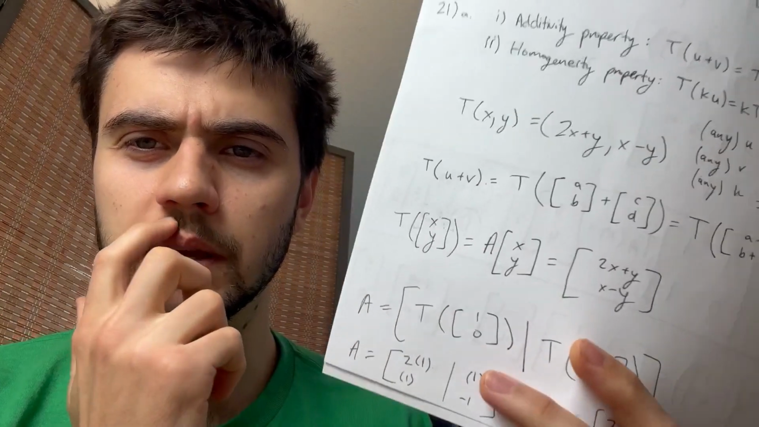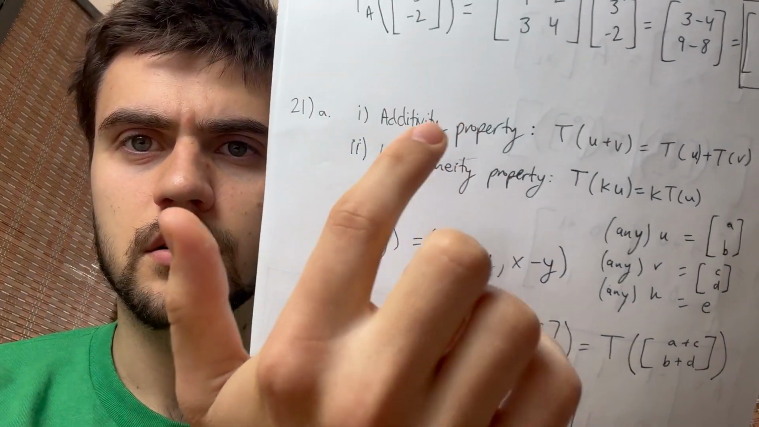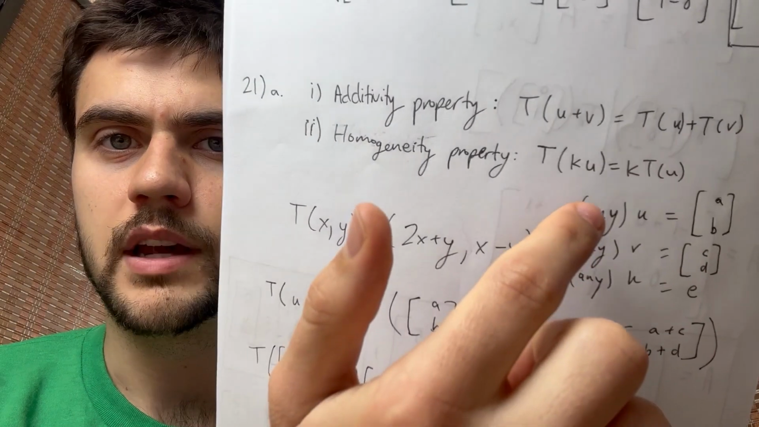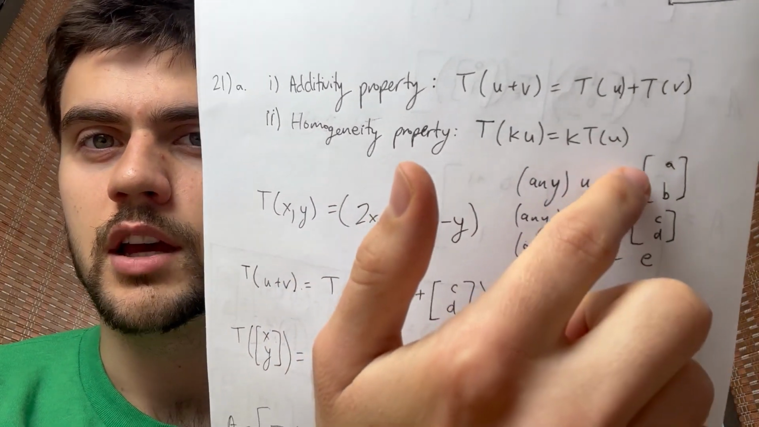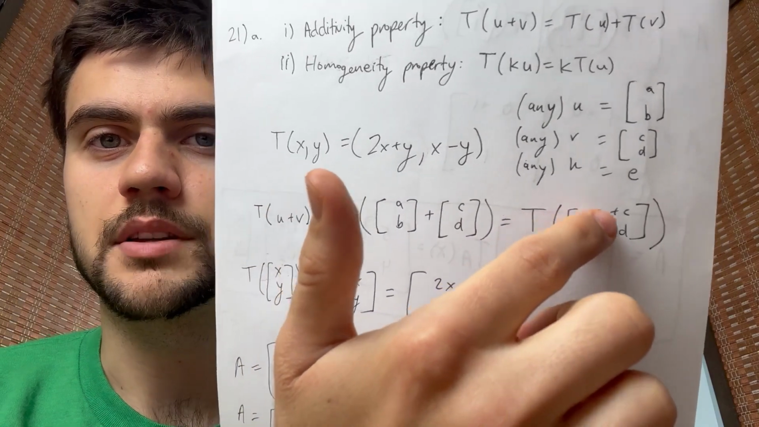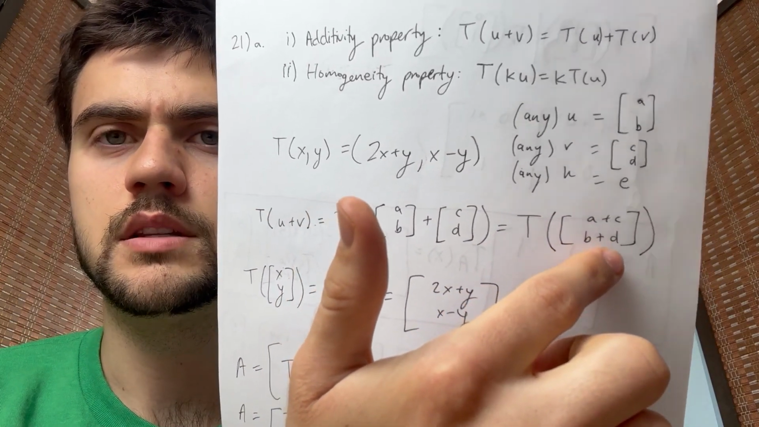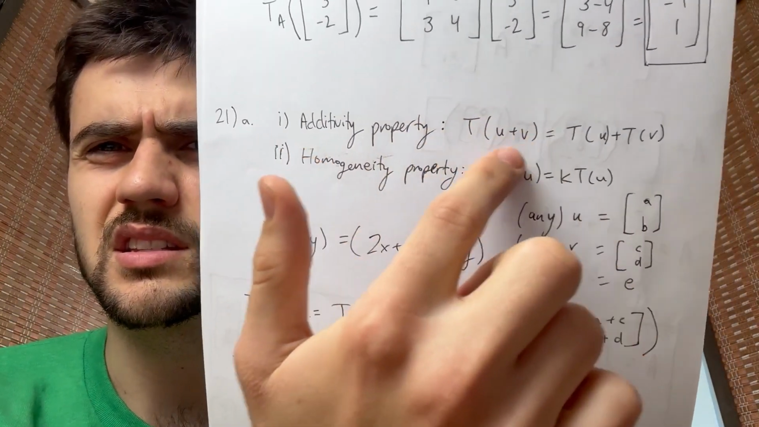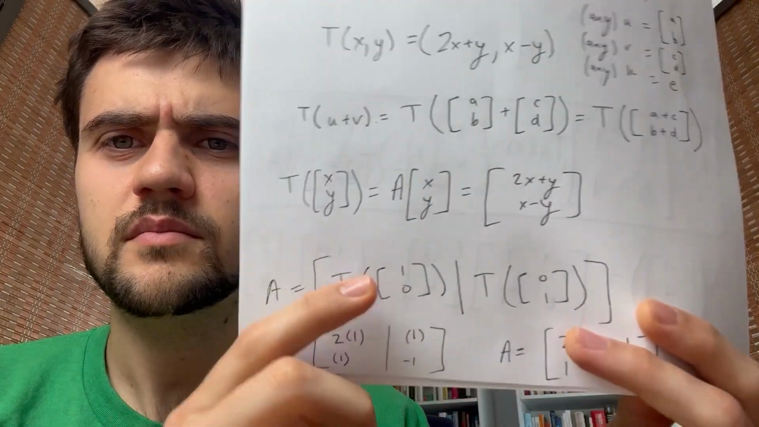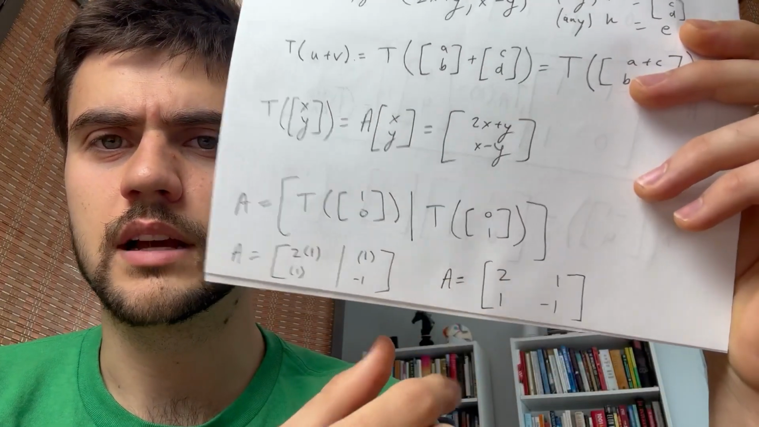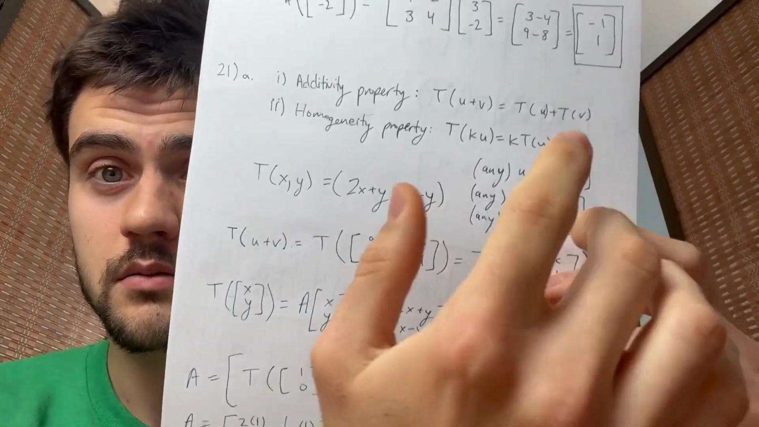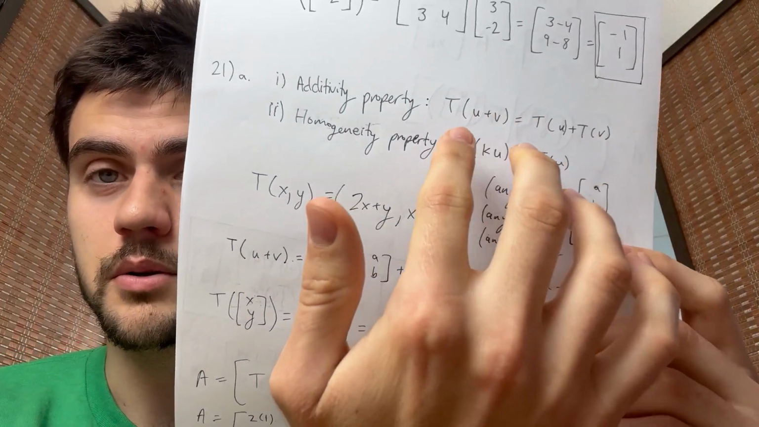And currently I'm working on the additivity property. I've just defined any v, u, and k, a, b, c, d, e, and then we're going to take the transformation of a plus c, b plus d as part of this. This is this, simplified to this. And the last thing I did was find the standard matrix to then work through showing this.